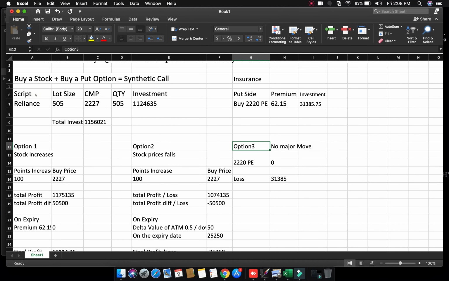Say for example, you bought a script of Reliance, the Reliance lot size is 505, and the current market price as of today is like 3227. Say you are buying 505 shares, so your investment would be approximately 11 lakh 24,635 rupees.